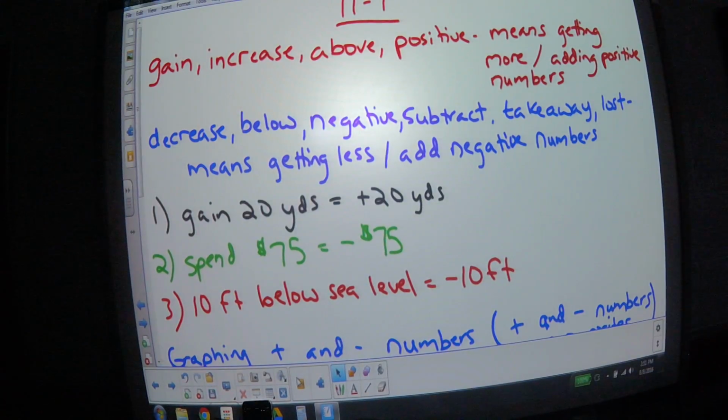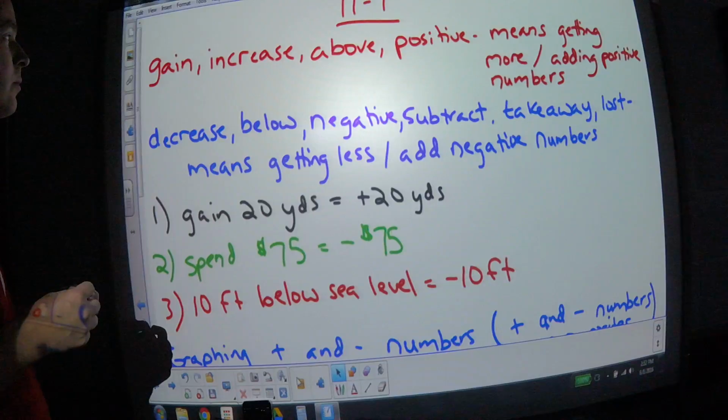All right, welcome to 11-1. We're going to start talking about negative and positive numbers, okay? So an integer is any number that is whole and is positive or negative. So negative 100, negative a million, a billion, all right? Those are all integers, but something like 1.5, 1.25, 1.7, those are not integers, okay?